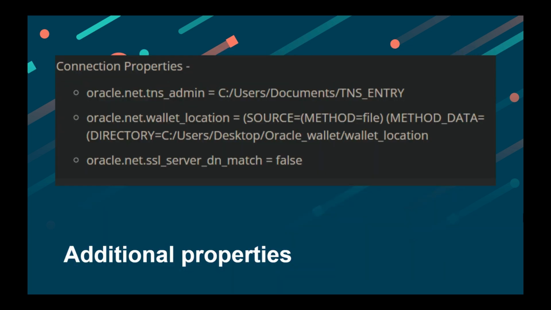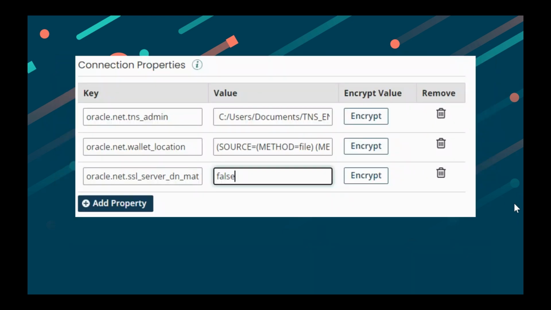You also need to set the above properties as connection properties on the same page. You should follow the pictured format, but fill in the correct file paths for where you store the TNS entry and the wallet folder. This is how the connection properties should look when added to the Oracle database connection.